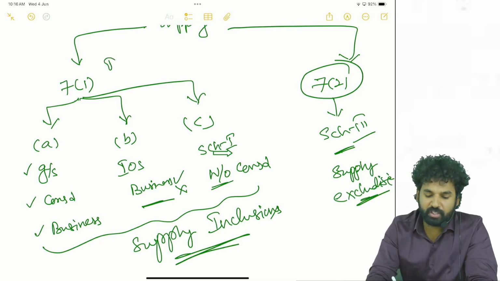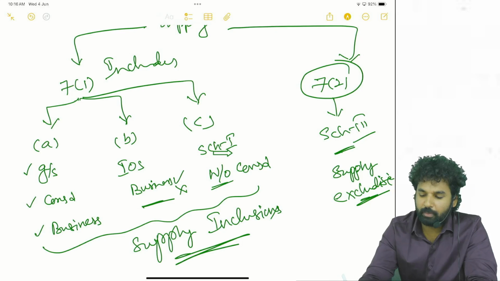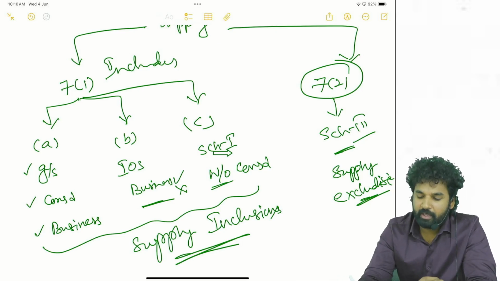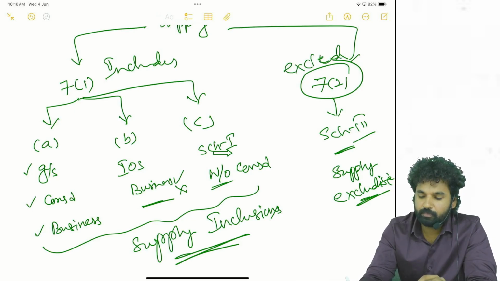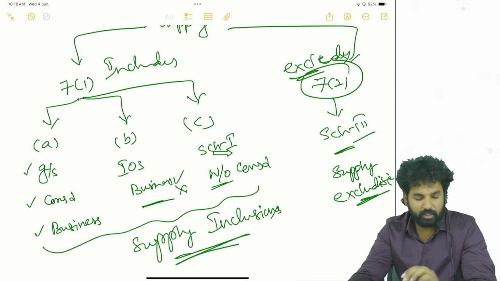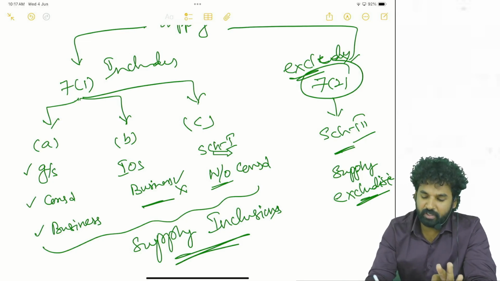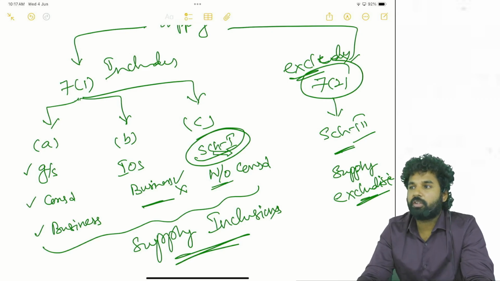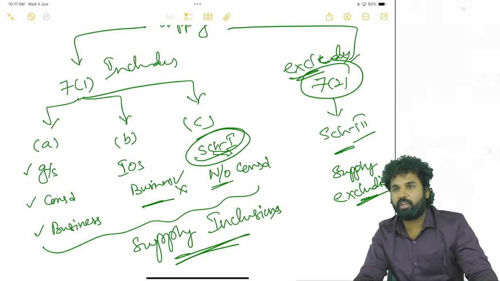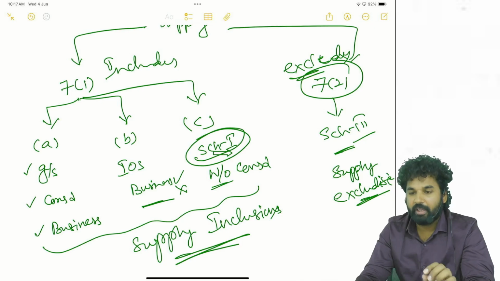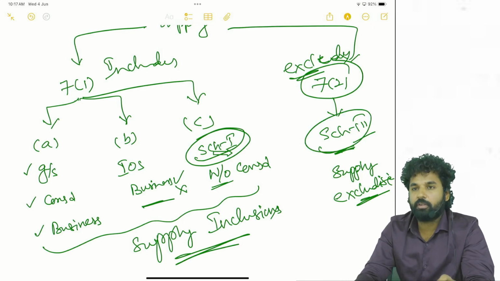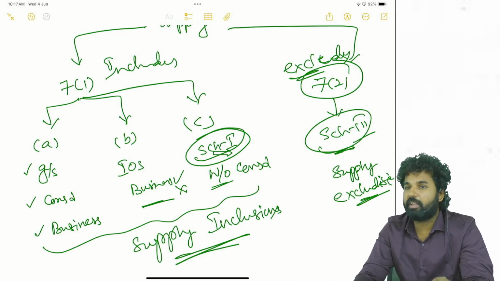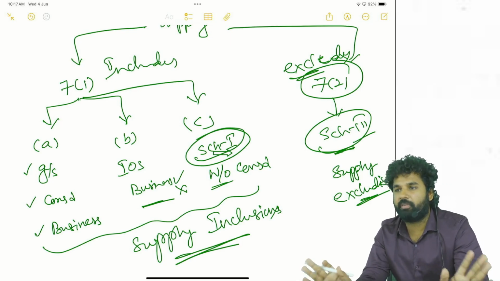So supply includes 7.1. Supply excludes 7.2. You got it? You got the structure? So in this we are going to discuss 3 schedules. Under 7.1c, we have schedule 1, where we are talking about activities without consideration, but still comes under the definition of supply. In 7 subsection 2, we are going to talk about schedule 3. Here we will find the list of activities. Even though all the conditions are met, they are outside the ambit of supply definition.